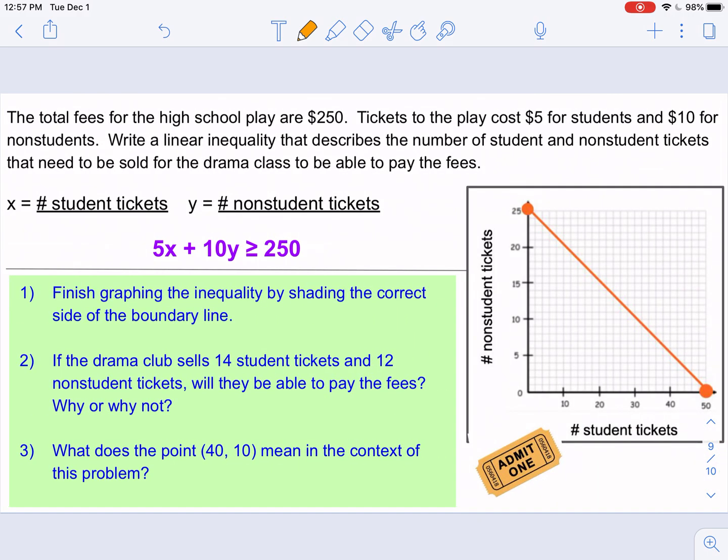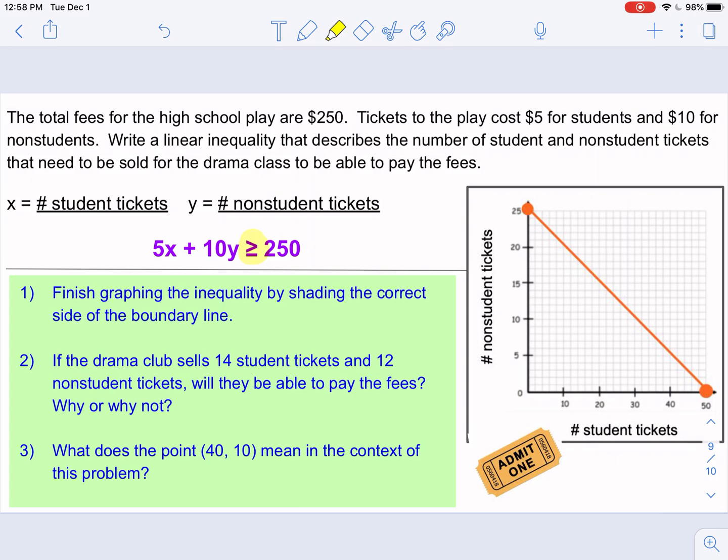Taking another look, the total fees for the high school play are $250. Tickets to the play cost $5 for students and $10 for non-students. Write a linear inequality that describes the number of student and non-student tickets that need to be sold for the drama class to be able to pay for the fees. So if you notice, x is the number of student tickets, y is non-student tickets, like adults, senior citizens, children, things like that. So we have 5x plus 10y, and we use this greater than or equal to $250 because we want to be able to pay the fees. If we make more than $250 selling tickets, that's wonderful. But if not, we need to sell at least $250.